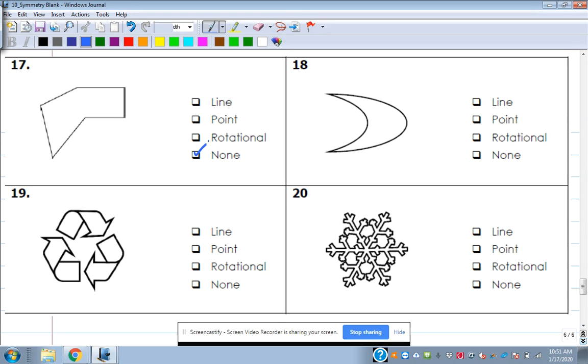I agree. 18 is line. Sideways, yeah, your horizontal line. Yeah, that's hard. All right, 19. Cycle symbol. Rotation. Could it not be point? No, because you can flip it upside down. Never mind, yeah, it's triangular in shape, so it is. 20 is snowflake. Line, point, and rotational. Boom, that's easy stuff, right?